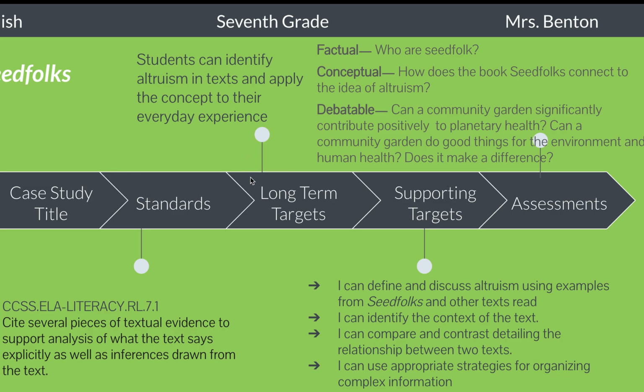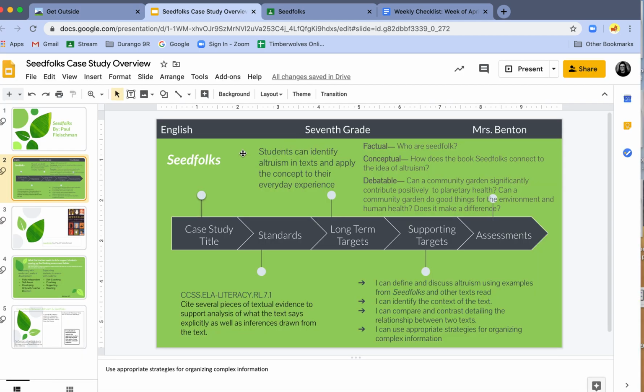In terms of the assessments, these case study questions that we're going to be considering, the factual question that we'll be working out over time is who are Seedfolks? The conceptual question is how does the book Seedfolks connect to the idea of altruism? And the debatable question is can a community garden significantly contribute positively to planetary health? Can a community garden do good things for the environment and human health? Does it make a difference? And so those are the questions that we will be considering.